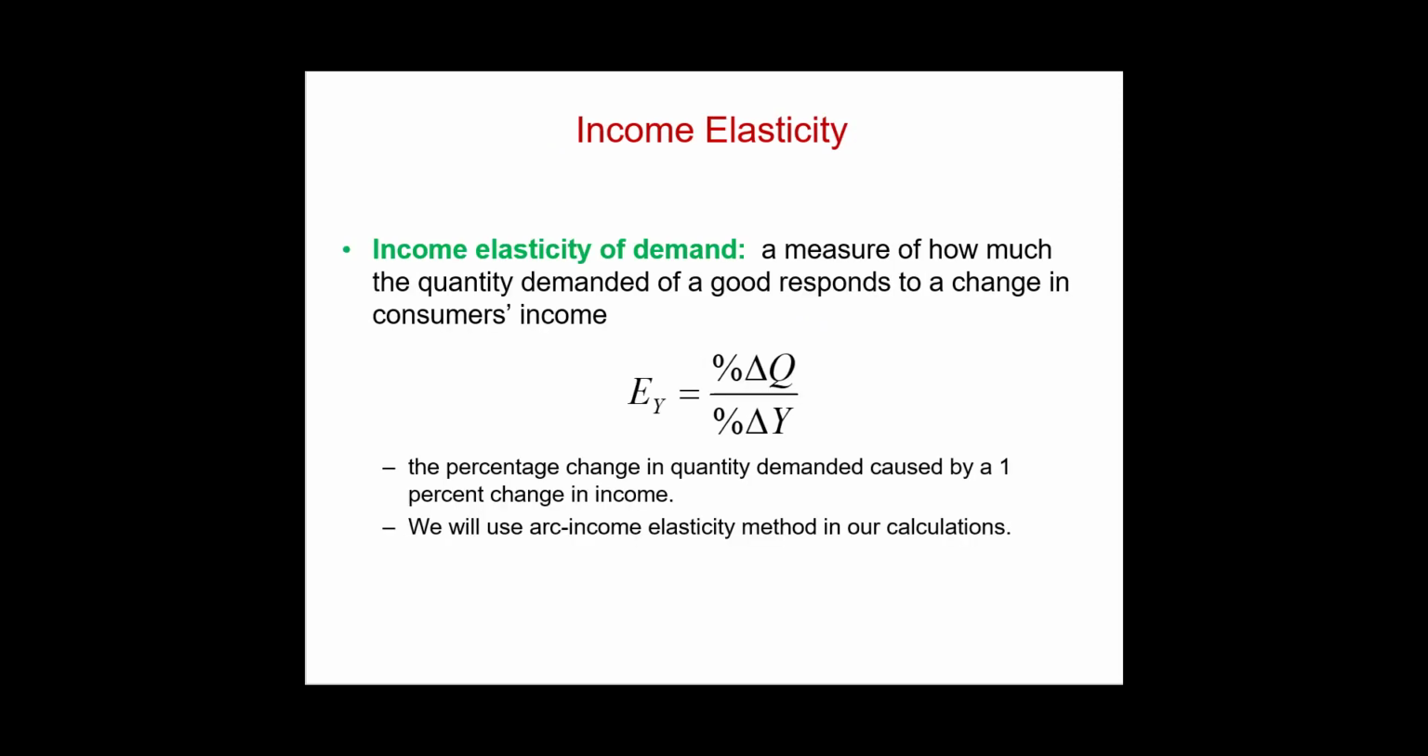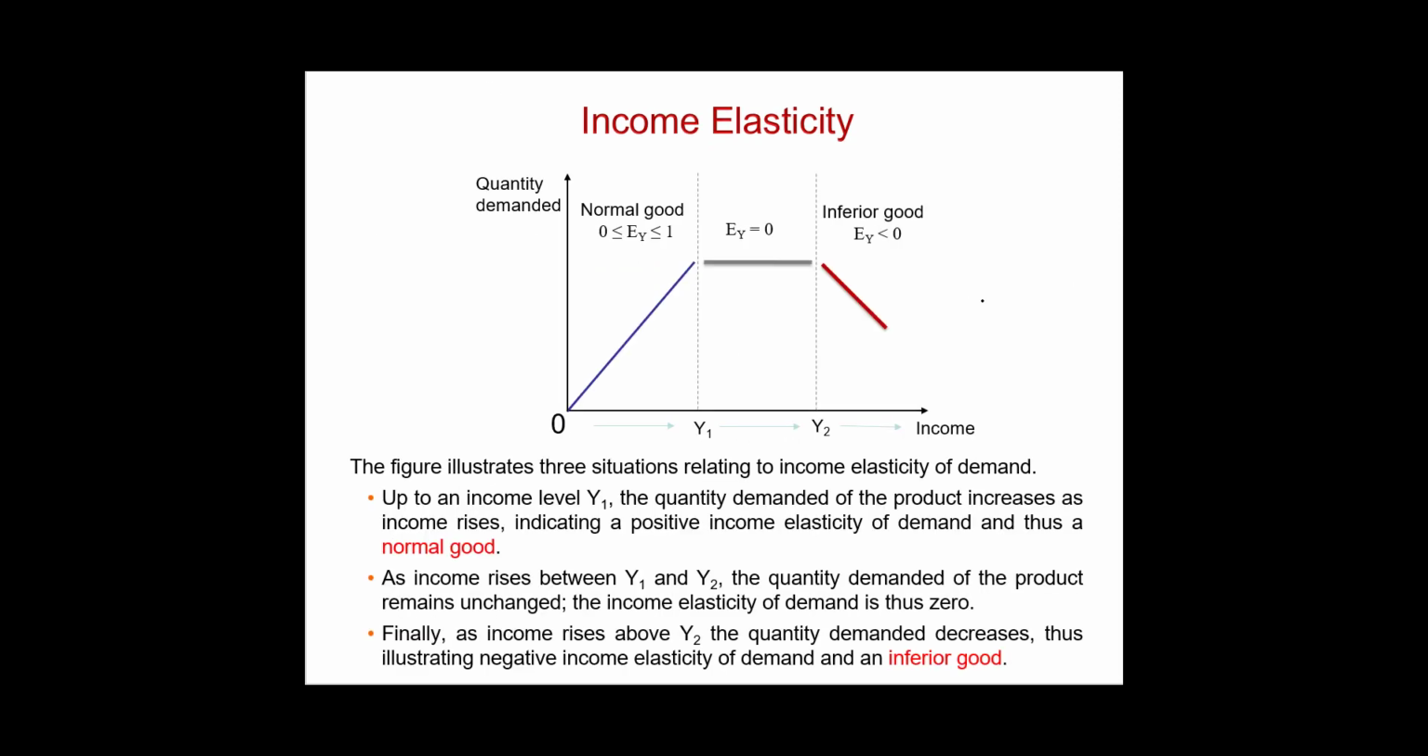Income elasticity now. The income elasticity of demand basically measures by how much a quantity demanded of one good changes when a person's income changes. As before, we have in the numerator percentage change in quantity of the product, and in the denominator we have percentage change in the income of the person. Here we have a range of values that income elasticity might take. So let's start with the first range here.